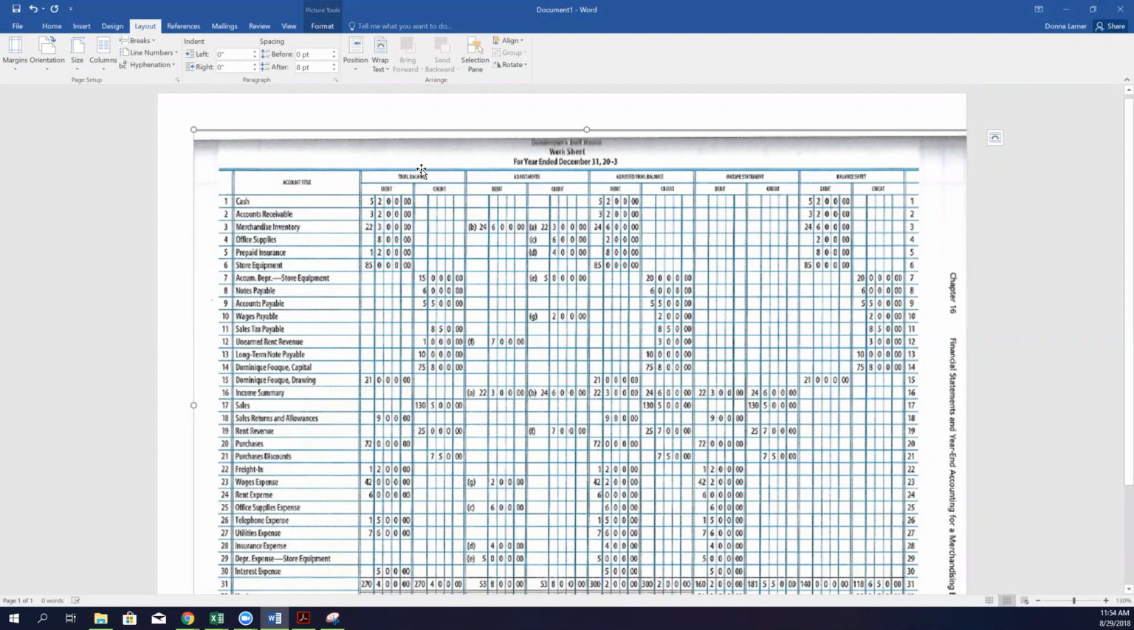So it says that before any adjustments were made in the trial balance, the company had $22,300 worth of merchandise. Some adjustments were done to remove the old balance of merchandise and replace it with the new balance, which shows up here in the adjusted trial balance, $24,600. And that's what carries over to the final balance sheet columns.